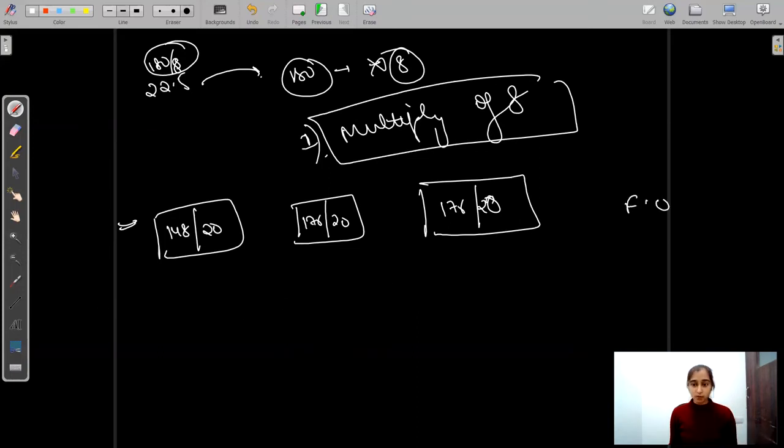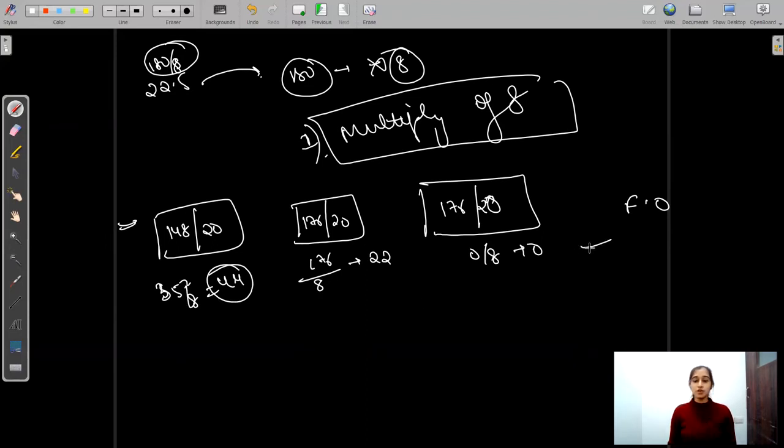So now let's calculate the fragmentation offset. Here 0 by 8 is 0. And here 176 by 8 is 22. And here my 352 by 8 is 44. Okay, so this is my fragmentation offset.